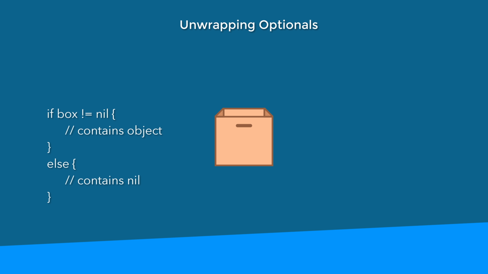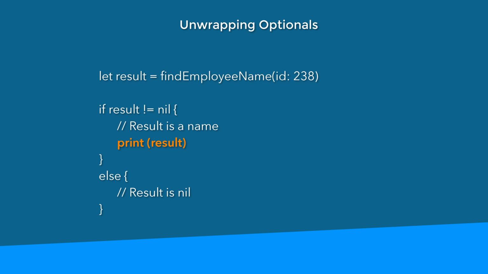In Swift, you can unwrap the optional by using the exclamation mark. So going back to our employee name search function, if we want to print out the employee name, then we have to unwrap the optional like this. Okay, let's practice this in the playground.